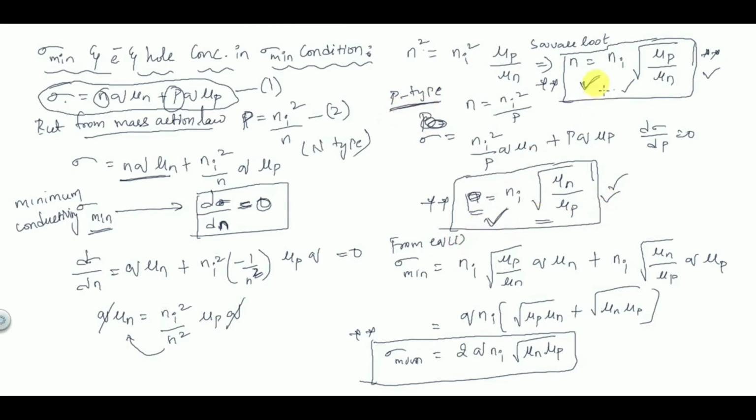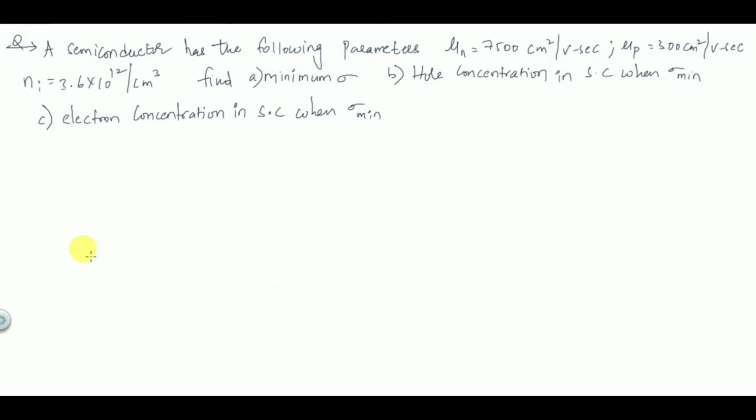So these two are the concentration of electrons and the concentration of holes under minimum conductivity condition. Using these two, we can find the formula for minimum conductivity from equation 1. Just substitute the values of n and p which we have obtained, and you will get the formula for minimum conductivity. Next we'll see a problem on this.